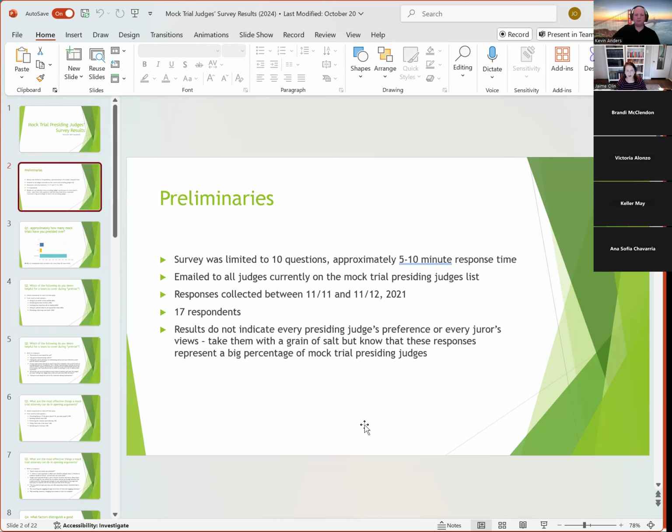Okay, so first of all, like I said, this was back in 2021. We had 17 respondents that were all on the mock trial presiding judges list. That means people who very frequently preside over mock trials, because, just for some inside baseball, you can't come into judging mock trial for the first time and immediately be a presiding judge. Typically, you have to be a scoring judge at least a few times. So they're definitely more experienced judges.